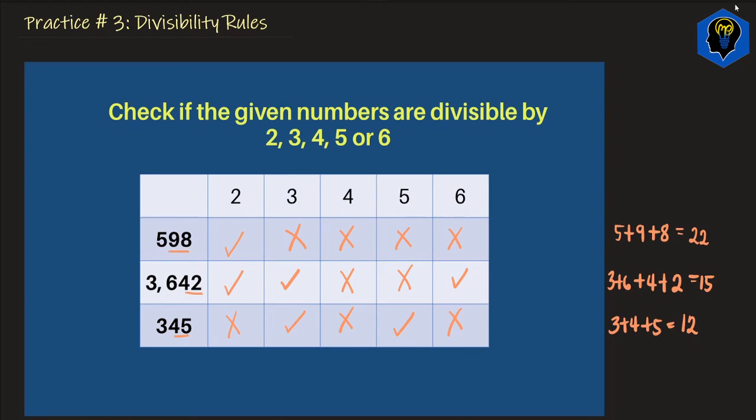Okay, so this concludes our lesson for today on divisibility rules. I hope you understood the lesson and you learned something new today.